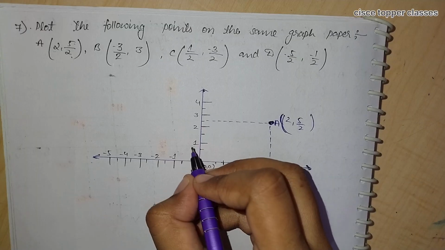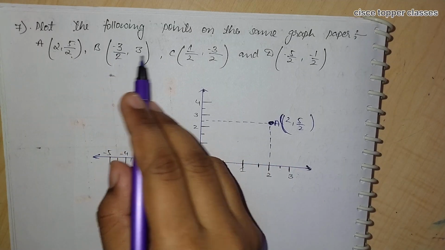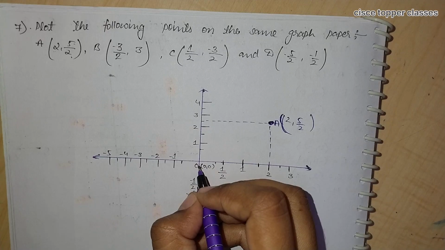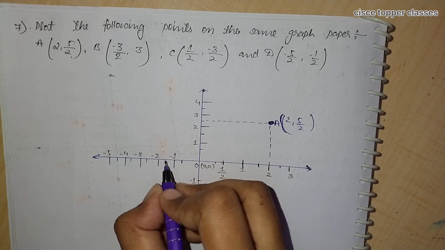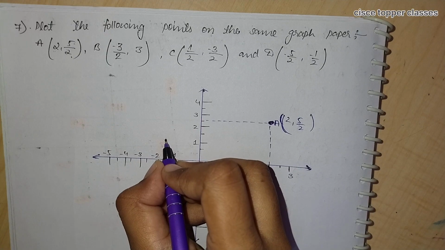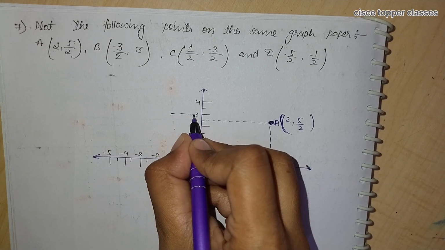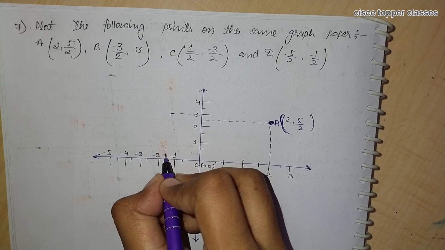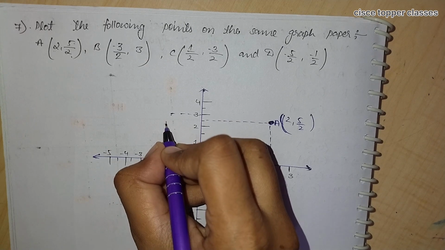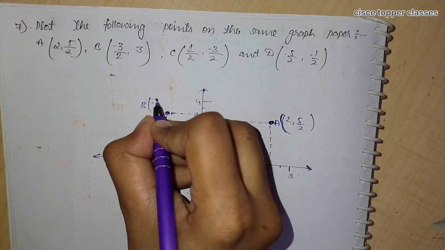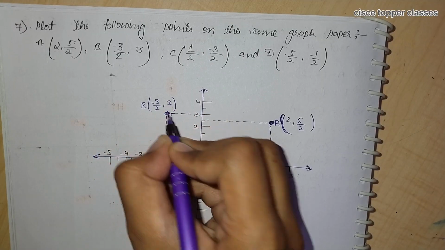Now the second point which we have to mark is minus 3 by 2 comma 3. So this will be here, minus 3 by 2 abscissa will be here, and positive 3 will be here. So somewhere here we will get the point. So this is the point B, minus 3 by 2 comma 3.